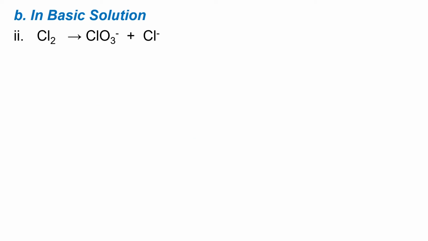Next, if we have one rectangle, so we can use this rectangle twice. So divide into two half equation. The first half equation will produce ClO3 minus. The second half equation will produce Cl minus.